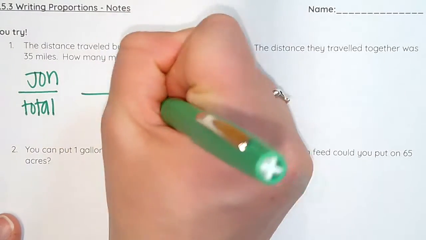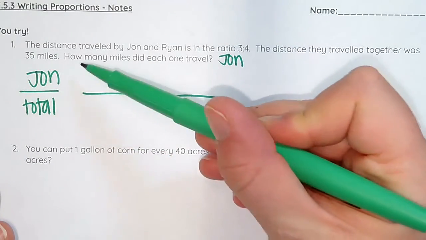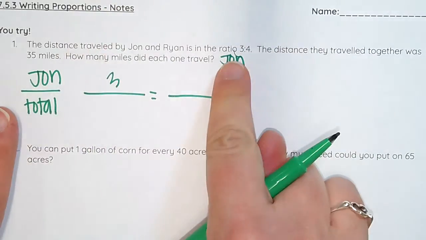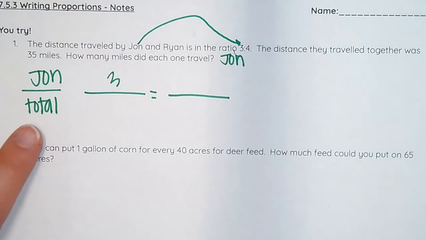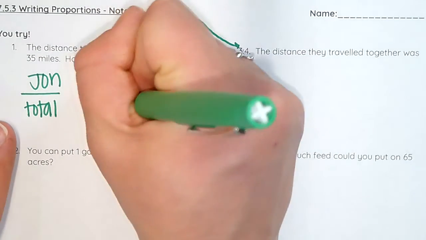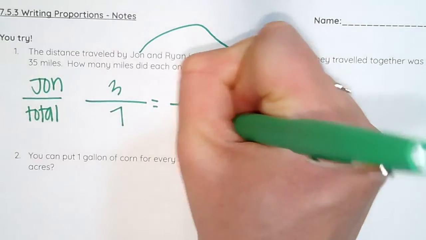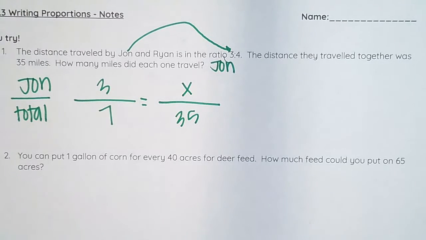I set up my skeleton proportion. What would my first ratio be? My John to total with my first ratio. 3 would go on top because we already know that John had 3 miles. I don't put Ryan on the bottom. Instead, I put the combined total of miles. 3 plus 4 is 7. The distance they traveled together, we know, is 35. So our variable then goes on top. And that's all I need to do today.